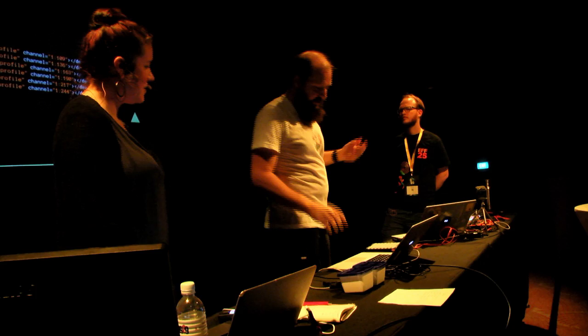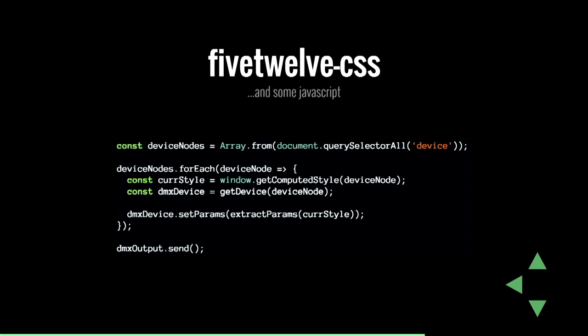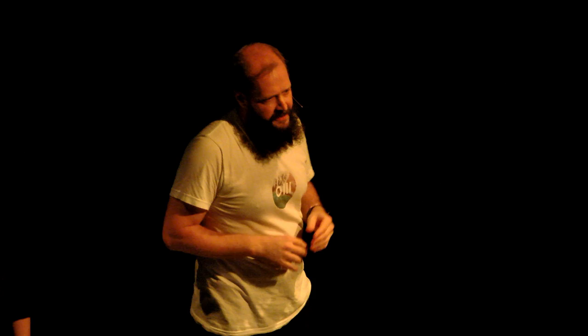And then there is a little bit of JavaScript. So I can just query all these device nodes from the document. And then I can use getComputedStyle, doing this repeatedly in an animation loop, so I can always get the current value of all those custom properties that I just made up. And then I just need to decode what is in the style, so string to number conversion, stuff like that, and write it out using the DMX interfaces.